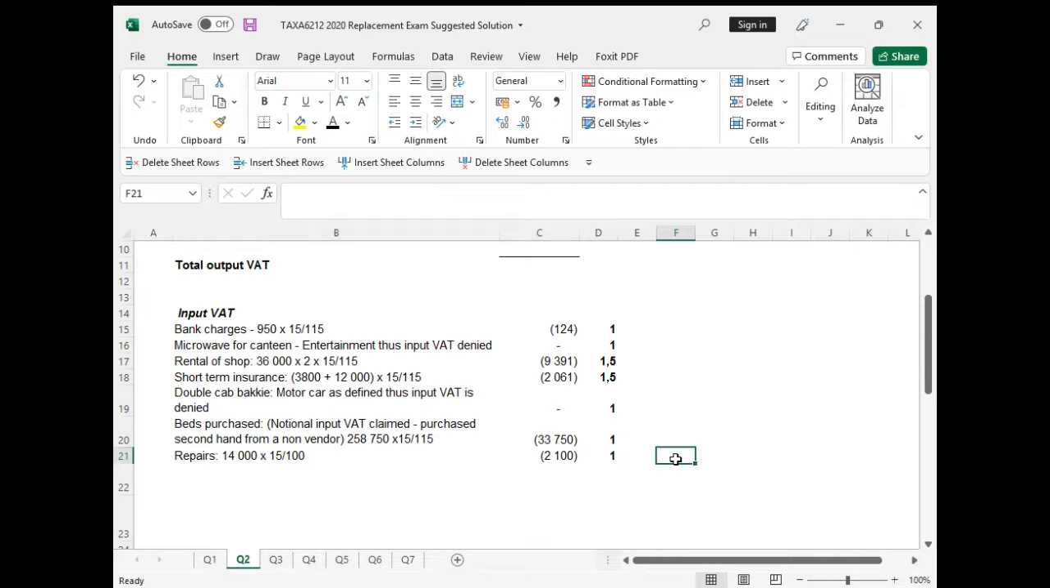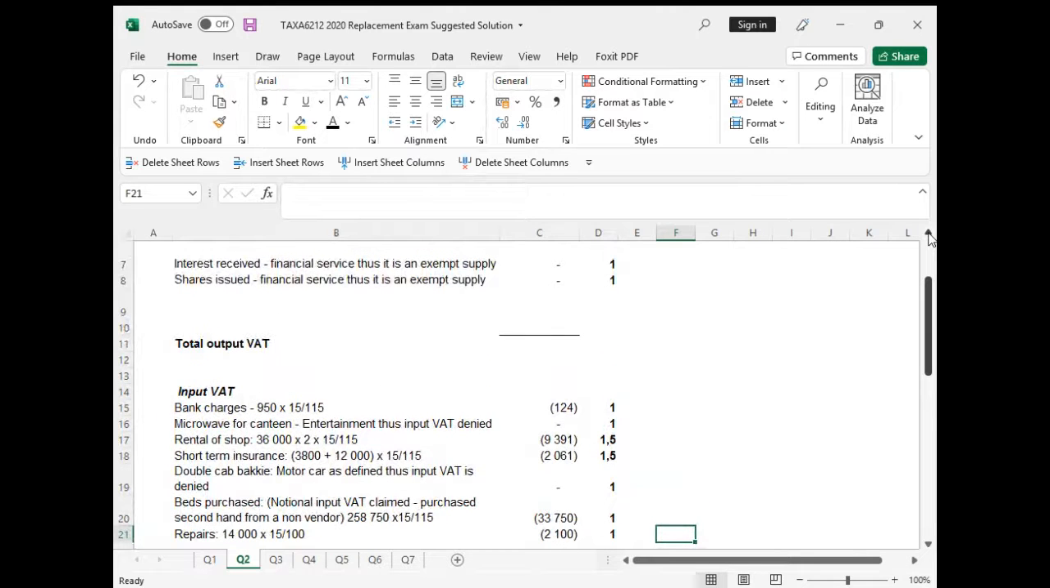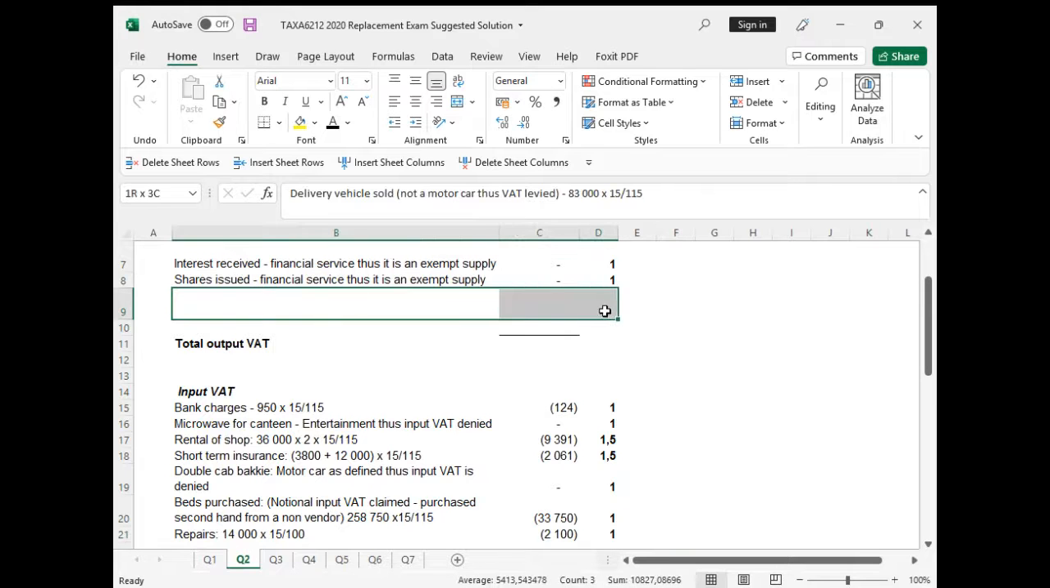Then point 10 was your delivery vehicle that was sold to a non-vendor. Okay, so it's a sale, so it is income. Now, because of the fact that a delivery vehicle is not defined as a motor vehicle, you would have been able to claim the input VAT. So when you sell it then, you have to raise the output VAT.